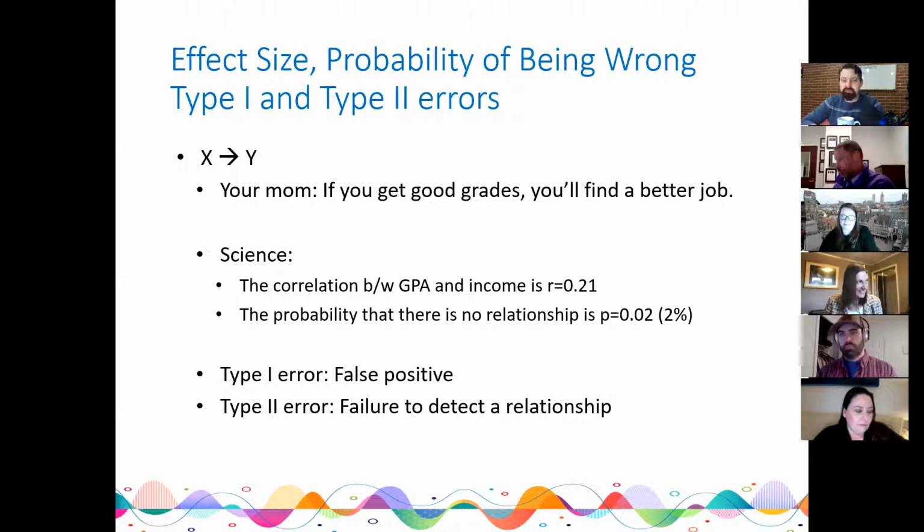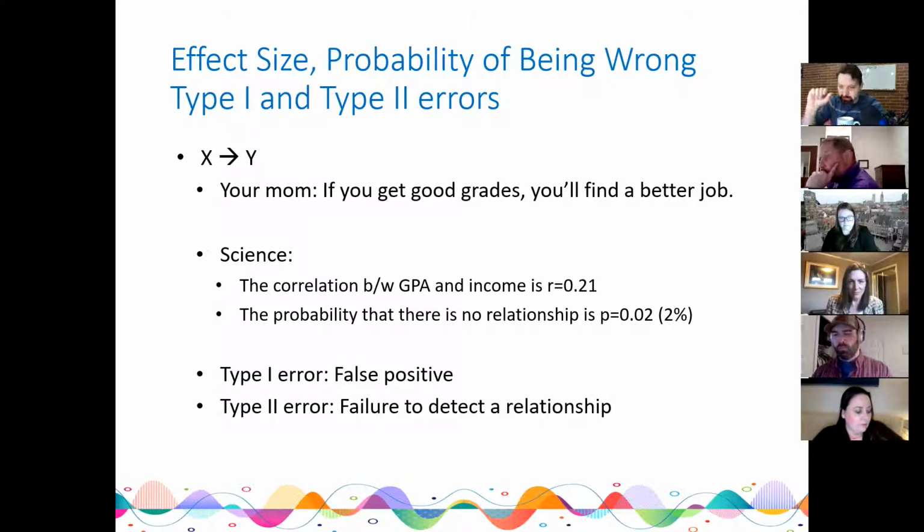But the difference between my grandma or my mom is that she would say, well, if you get good grades, you'll get a better job. Well, we kind of know it. But science could be still addressing that same question, but the difference will be that it will be collecting proper data. It will be calculating, for example, the correlation between GPA and income. And let's say the correlation is, for example, 0.21. So we get a precise estimate of the effect size.